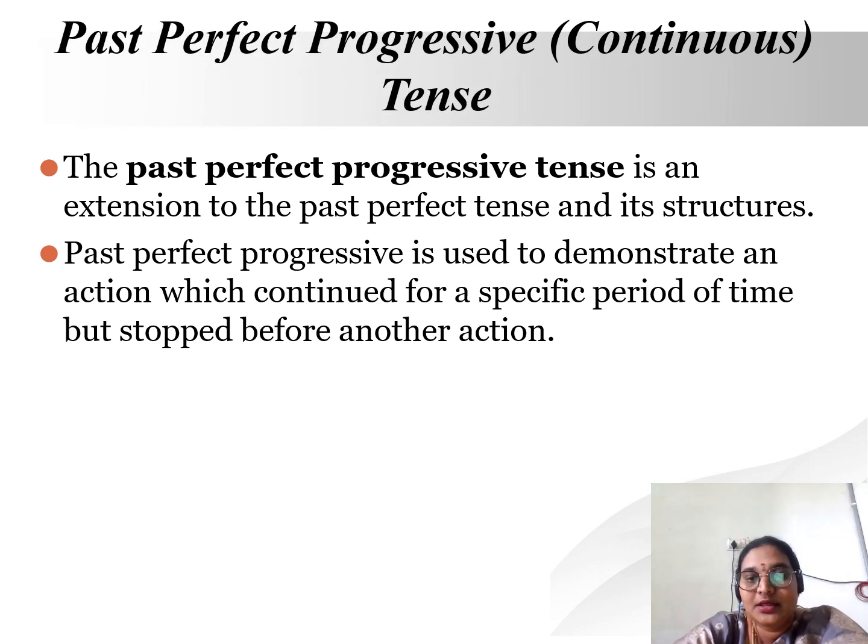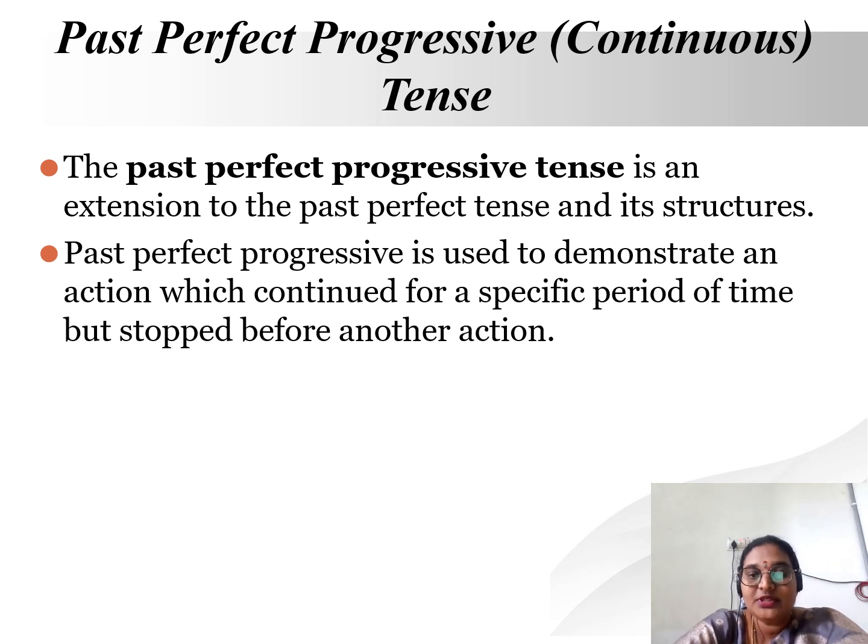And the last form of past tense, simple past tense, is past perfect progressive, or else you can also call this past perfect continuous tense. And this past perfect progressive or continuous tense is an extension to the past perfect tense and its structures. This past perfect progressive is used to demonstrate an action which continued for a specific period of time in the past. That means it has started in the past, continued for a period of time in the past, and also ended in the past.